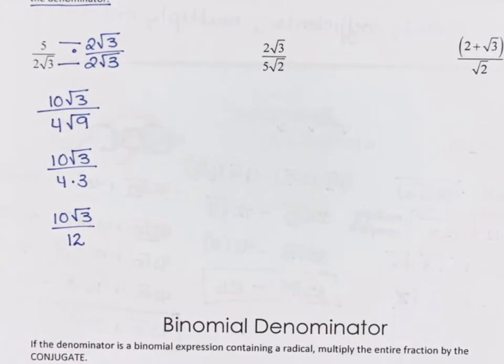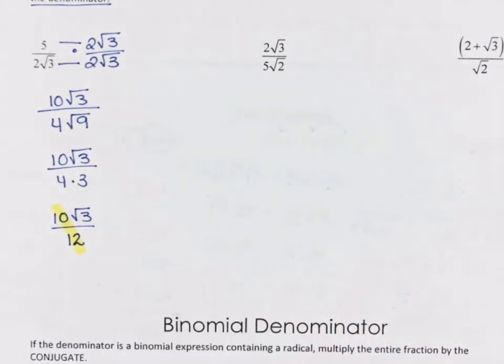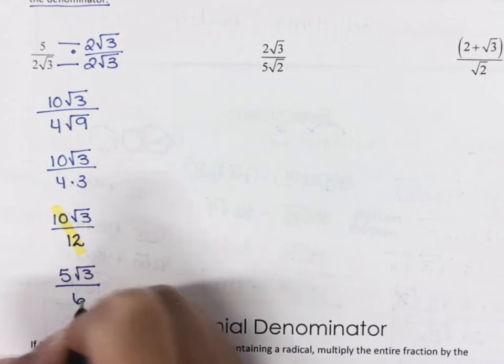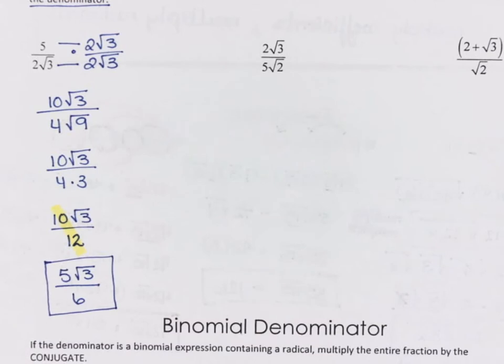Am I done? Hint, hint, if I'm asking that question, the answer is no. Am I done? No. What do I need to do? That's the hard part. I need to reduce the coefficients there. Can I reduce that fraction? Can I reduce 10 over 12? What do I reduce it to? 5 over 6. So we're going to have 5 root 3 over 6. This is the most simplified correct form.